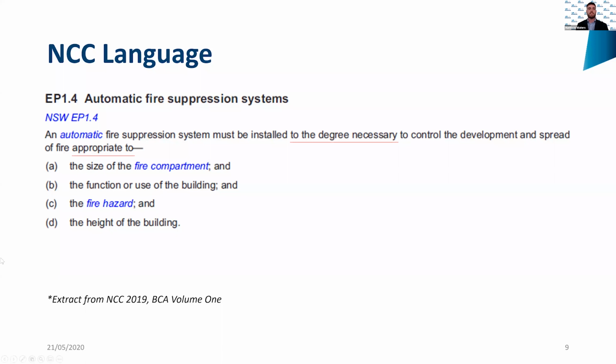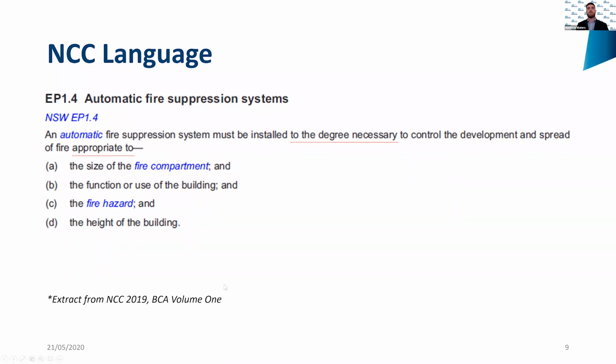And we'll see that firstly, an automatic fire suppression system must be installed to the degree necessary. And what this simply means is you do not need to install the system if you can demonstrate one's not required. And this is the case statement of the performance requirement. The next part is that it says you need to control the development and spread of fire. And this is explaining why a system is required to be installed. And then if we look at this further, if the same result can be achieved by a performance solution, there's no need to install a fire suppression system.